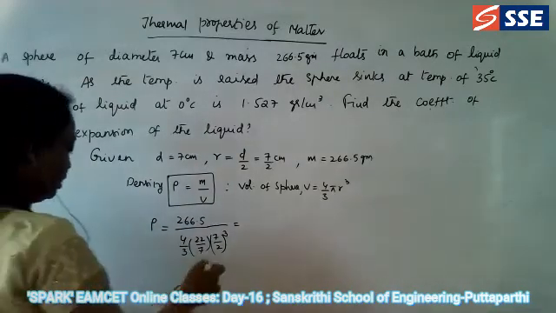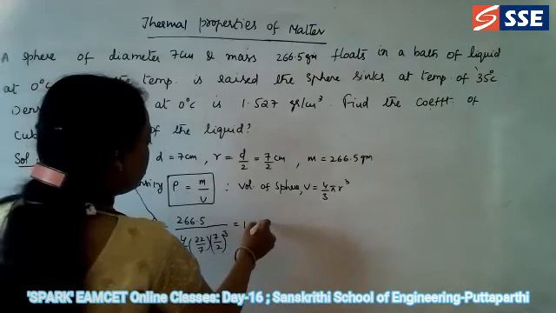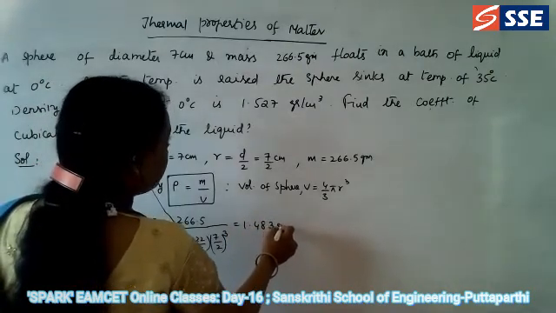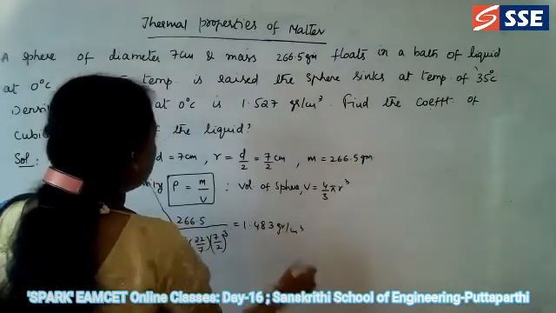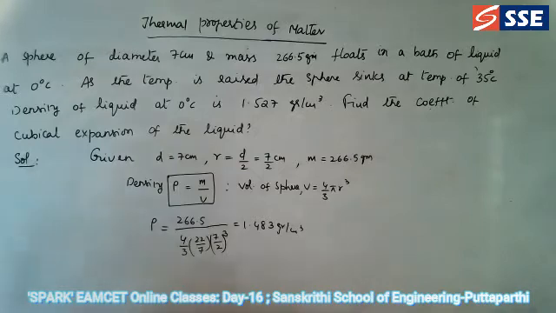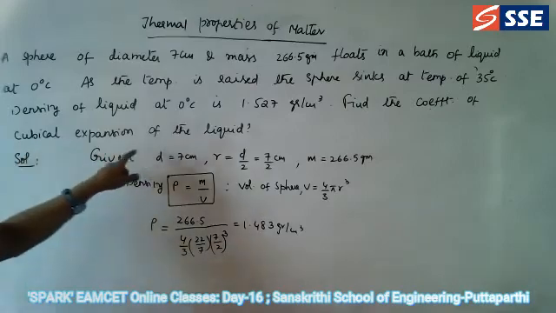So it is nothing but 1.483 grams per centimeter cube at 0 degree Celsius. So why we have calculated this density means, we are taking the temperature at different temperatures. Now we are going to calculate the coefficient of cubical expansion.